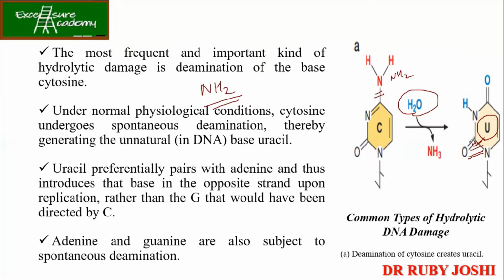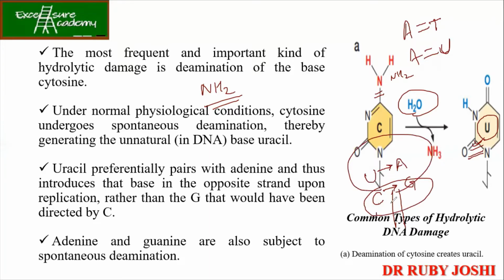We know that just as A makes hydrogen bonds with T, it can also pair with U. So uracil preferentially pairs with adenine and thus introduces that base in the opposite strand. Now you know that in DNA if C is there, in the next replication round G should come in the daughter strand. But if because of this hydrolytic DNA damage, the C has become U, what will happen in the next round? It is going to give you A. So this is an error, and it is going to create a sequence change. That's why it is known as DNA damage. Plus, uracil shouldn't be present in the DNA.